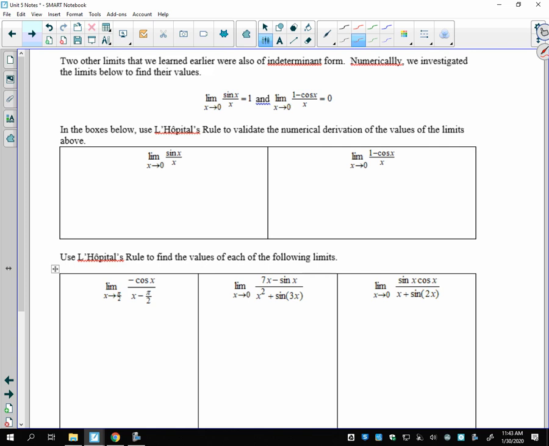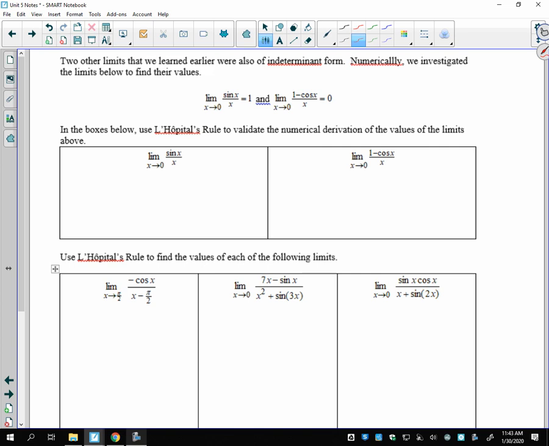So that's what we're going to practice here. It's pretty life-changing that we can do this. We're just going to practice a few of these until my video gets too long, and then we'll finish the rest in class. So two other limits that we learned earlier this year were the sine and the cosine ones that we just had to try to memorize.